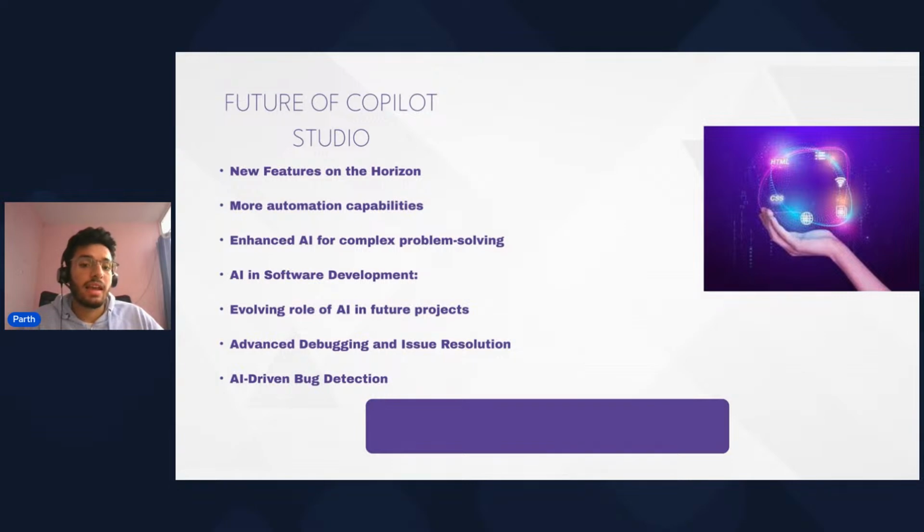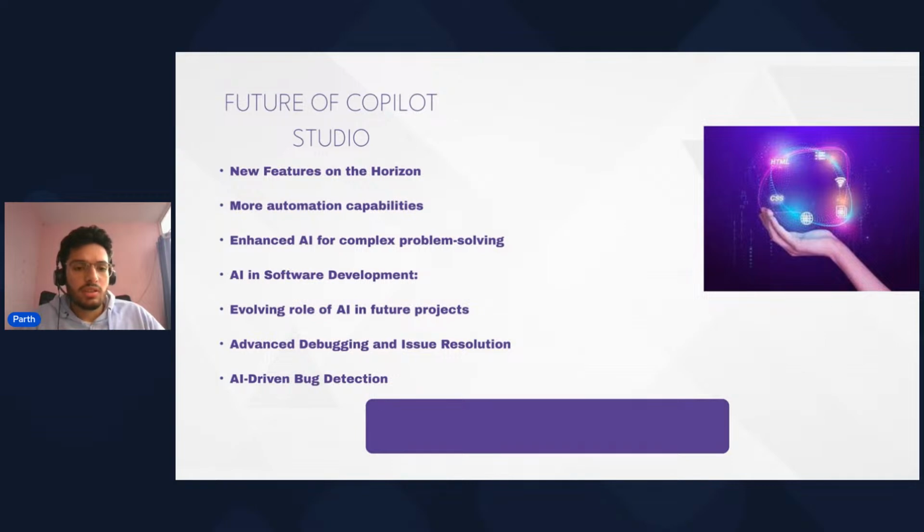Apart from that, we have enhanced AI for complex problem solving. AI currently solves problems, but maybe it is not that efficient for some complex problems. AI is always going to advance, and enhanced AI will further enhance this process of complex problem solving, how it can solve the problem more efficiently, and also provide more high quality code. That's how enhanced AI will work for us.